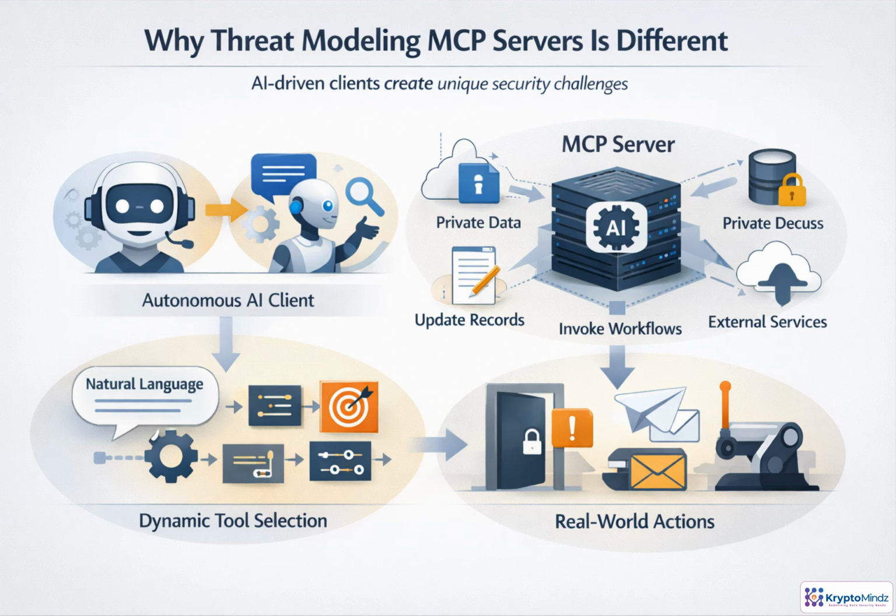Threat modeling MCP servers is different because the caller is not just predictable application code. An AI client can interpret a user request, infer intent, choose tools, combine outputs, and take action. That creates new failure modes. Ambiguous language can become unsafe parameters. Prompt injection can influence tool choice. Overly broad permissions can turn a small request into private data access, record changes, workflow execution, or external calls. So we model both classic software risks and AI-mediated misuse, then contain them with validation, policy boundaries, least privilege, and audit trails.